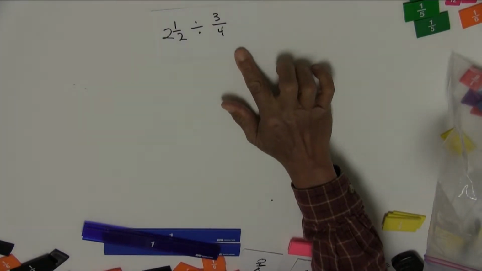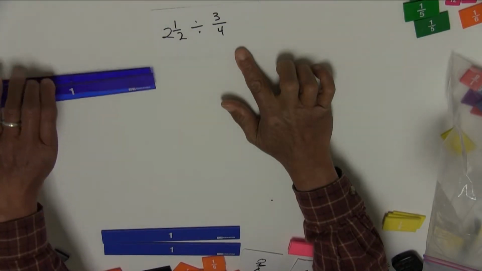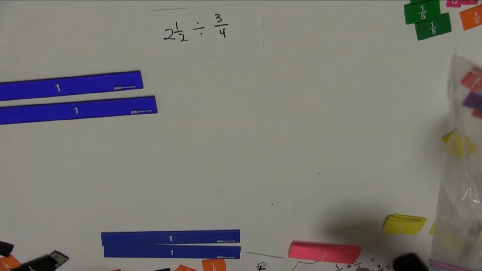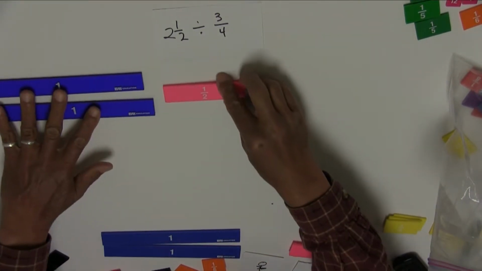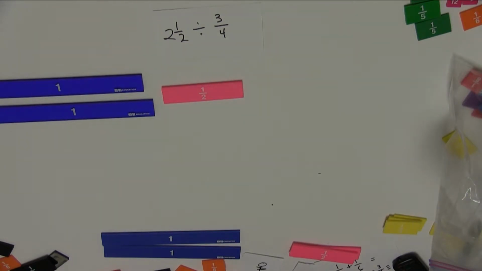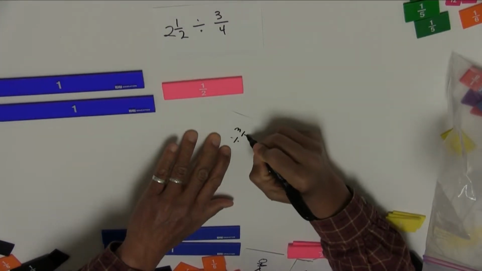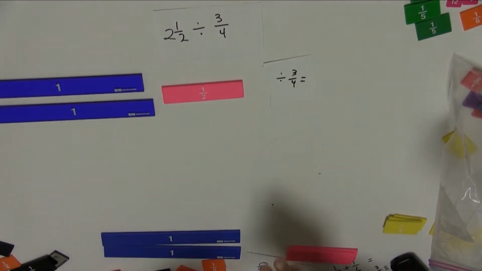I'm going to solve another fraction division problem using partition division. In this case, I'm going to solve 2 1/2 divided by 3/4. So here's my setup: 2 1/2 divided by 3/4. There is my setup.